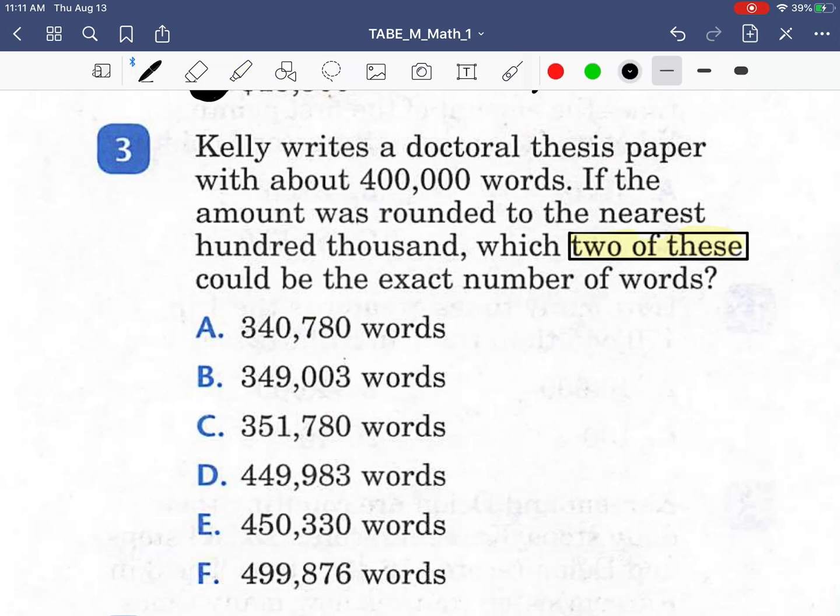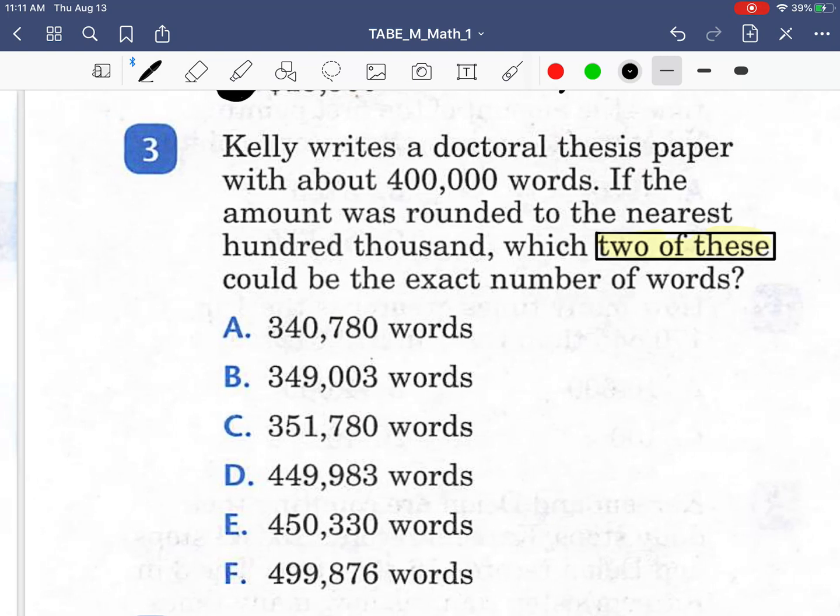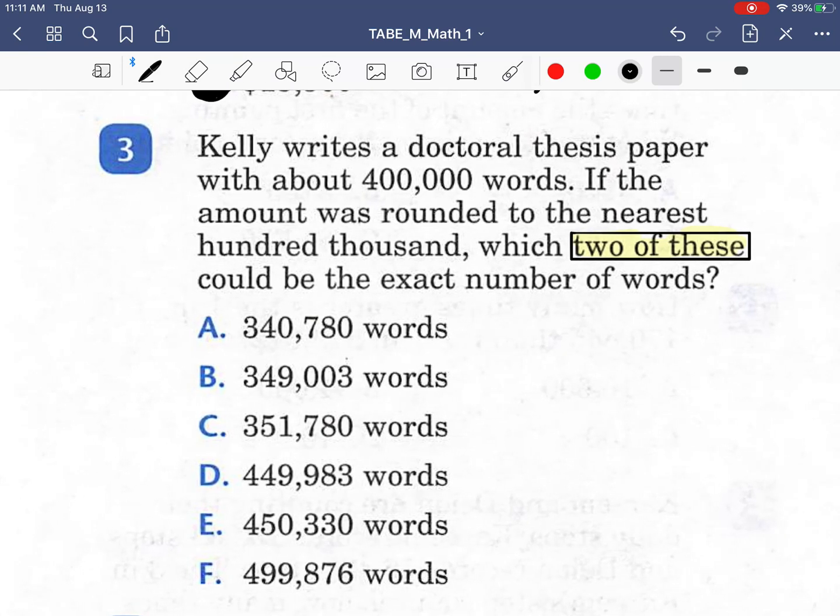So you and I are going to have to round each of these choices to see which ones round to 400,000. So let's do this slowly. Let's take our time. The first one is 340,780. And the place that we need to underline is the 100,000.